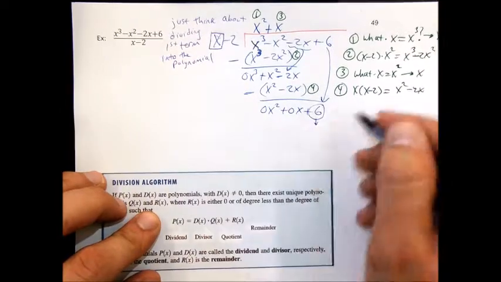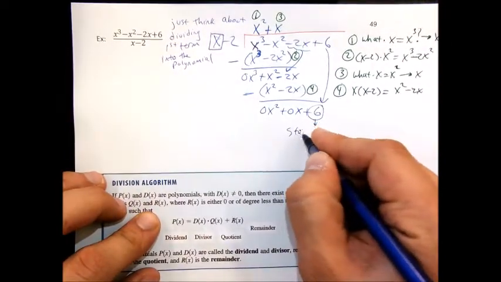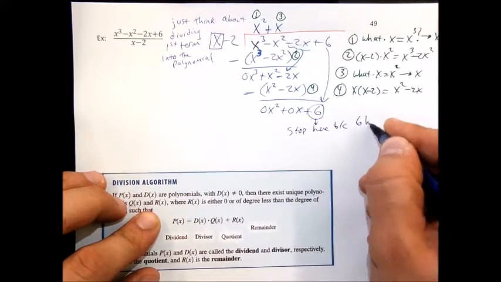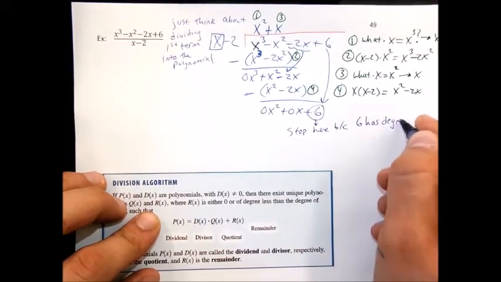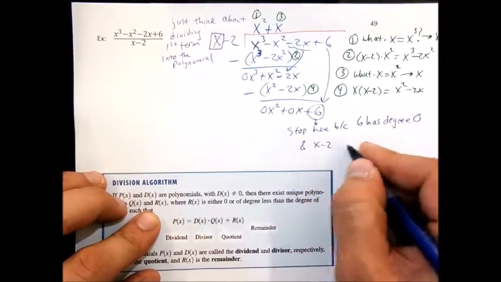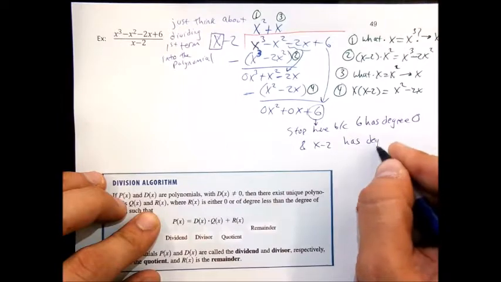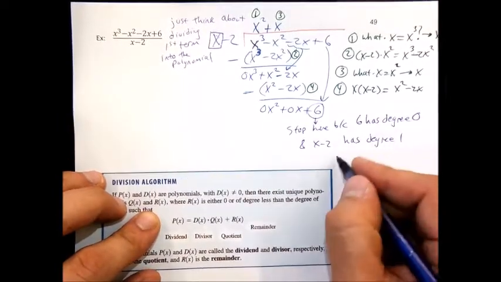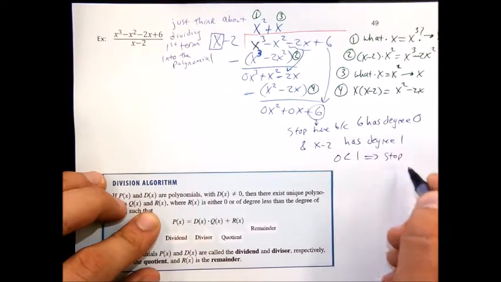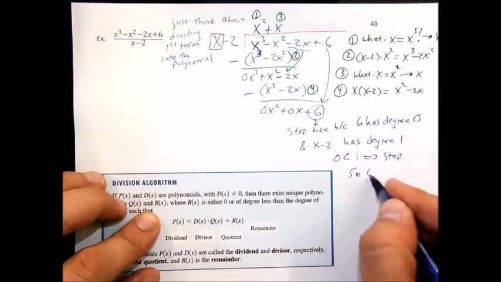So stop here, because 6 has degree 0. Does that make sense that it has degree 0? And x minus 2 has degree 1. And so 0 is less than 1. And so this is telling us we need to stop. And so that means 6 is the remainder.